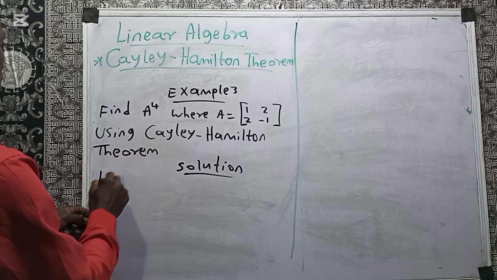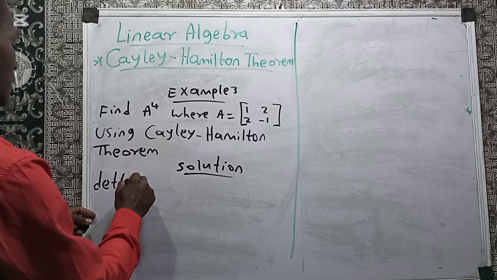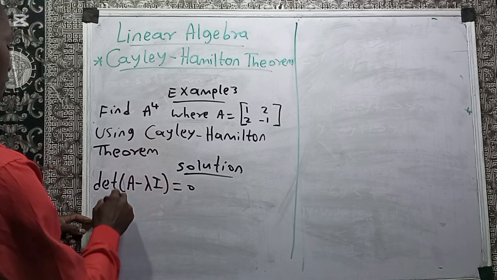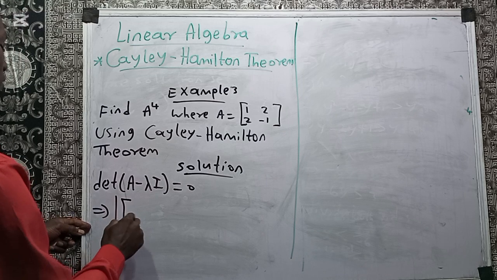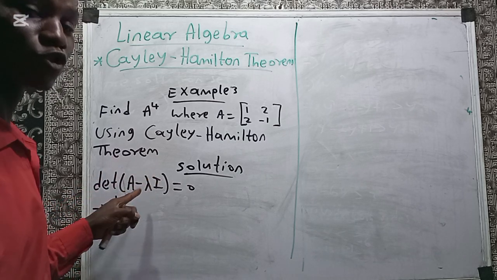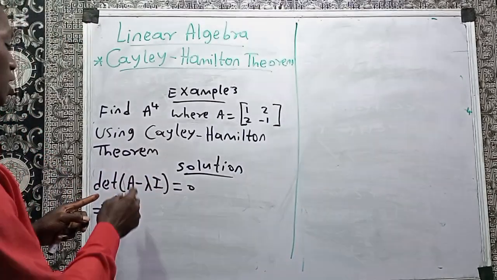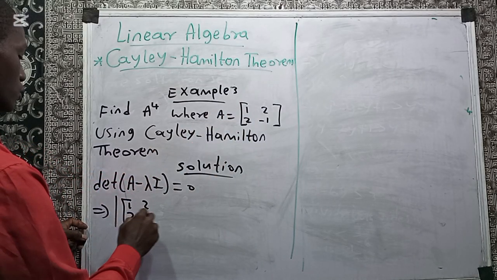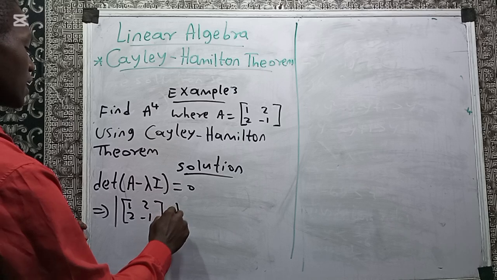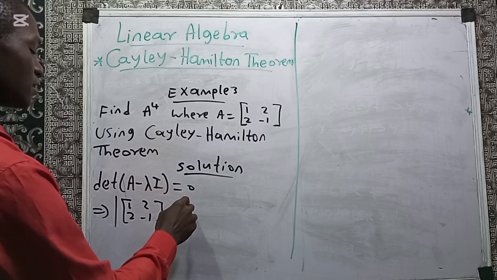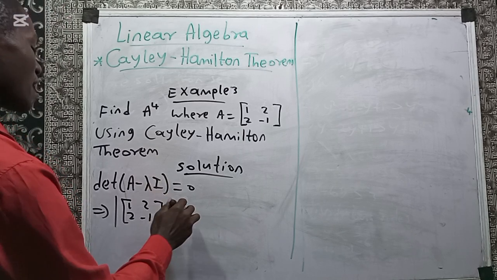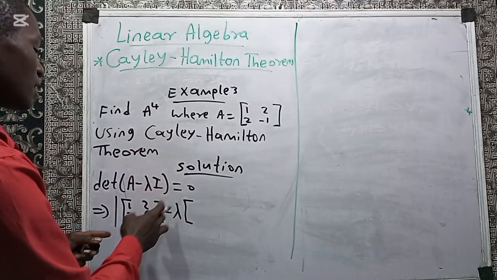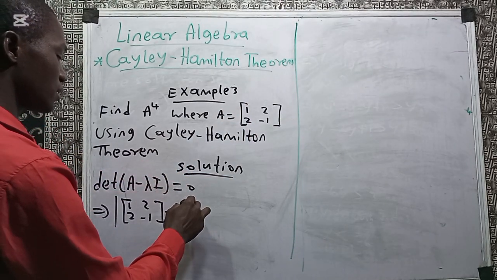So we need to compute determinant of A minus lambda I and equate it to 0. This is what we are going to use to compute the characteristic equation. A is this matrix, your matrix given to you, 1, 2, 2, negative 1, minus lambda I. Lambda is a scalar, while this I is the identity matrix. So since your matrix A is 2 by 2, this I will be the 2 by 2 identity matrix.